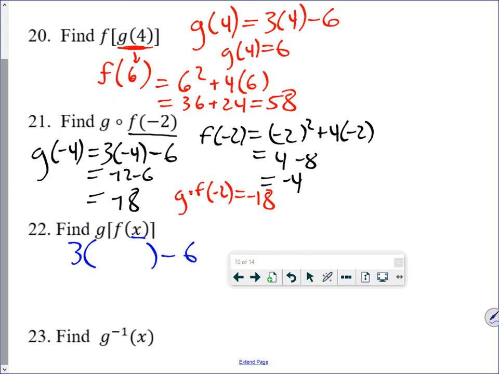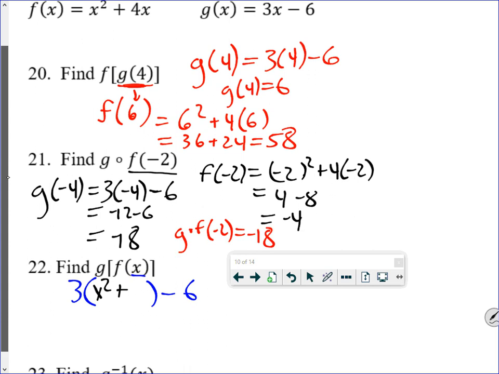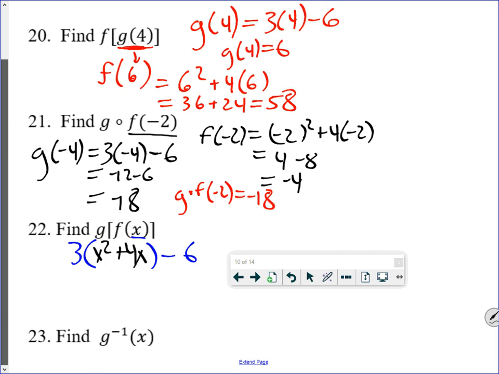The inner function, we're actually going to plug x squared plus 4x. And that will give me 3x squared plus 12x minus 6. Now, what we should definitely double check is that if I plug negative 2 into this equation, I should get the same answer out of plugging into this equation as I got here. So we're just going to double check that real quick.